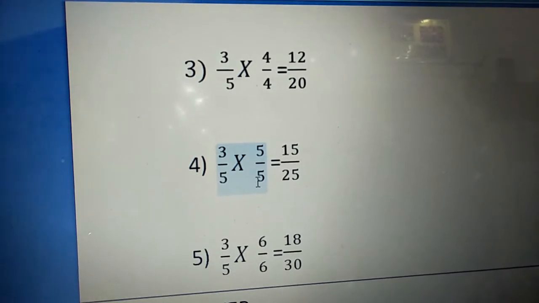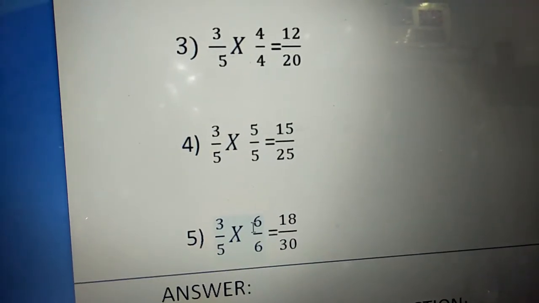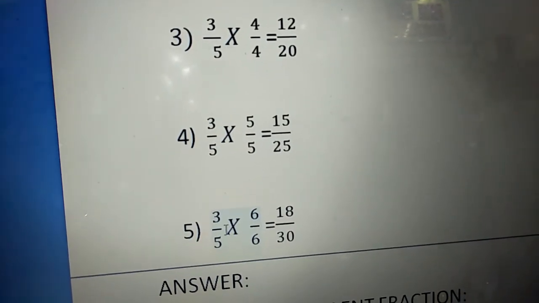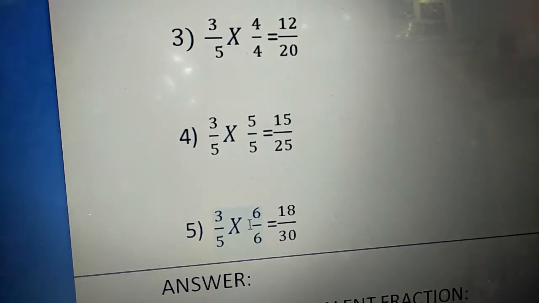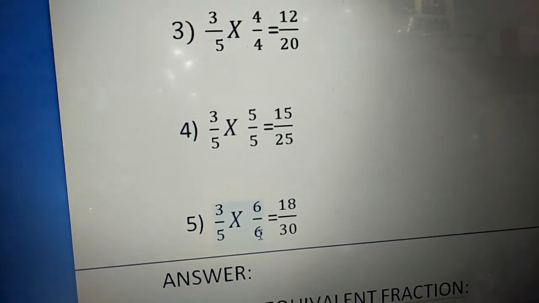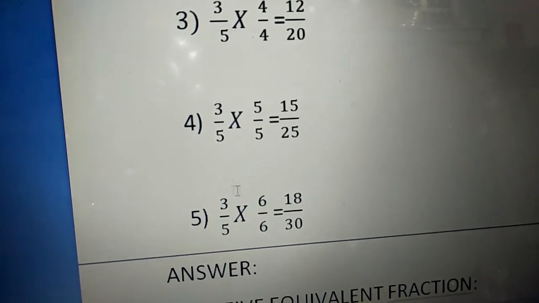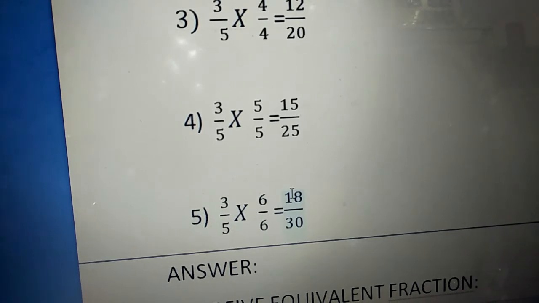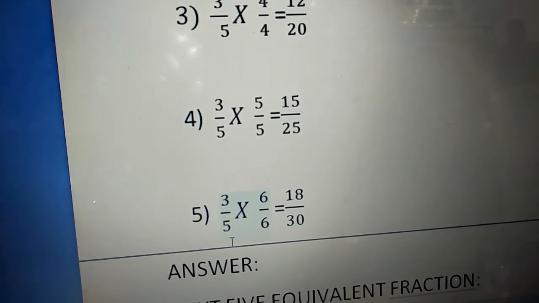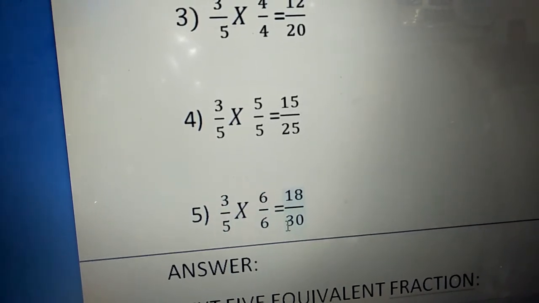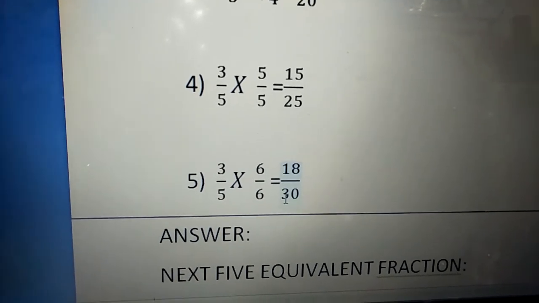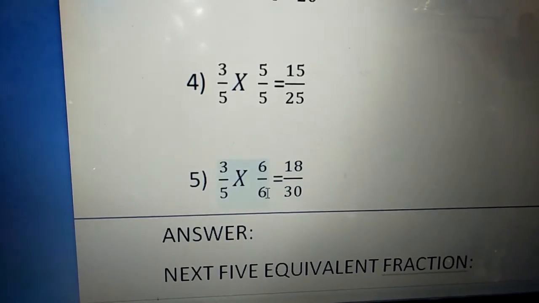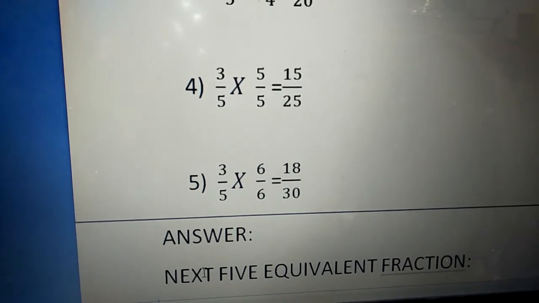So 5 after. Next 6. I need to multiply the fraction 3 divided by 5 by 6, both the numerator as well as the denominator. 3 6s are 18. Then 5 6s are 30. So now I get 5 equivalent fractions. I write down the answer.